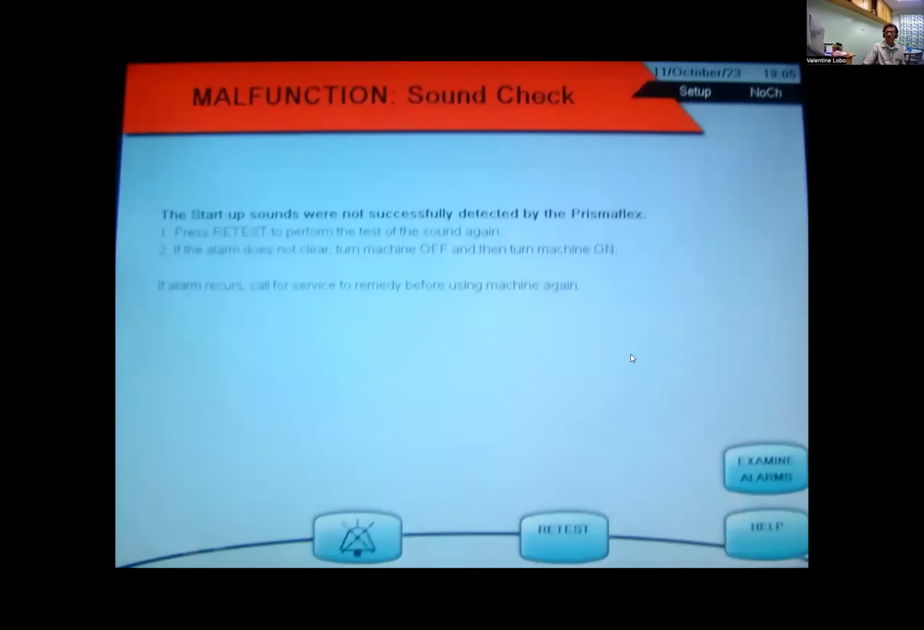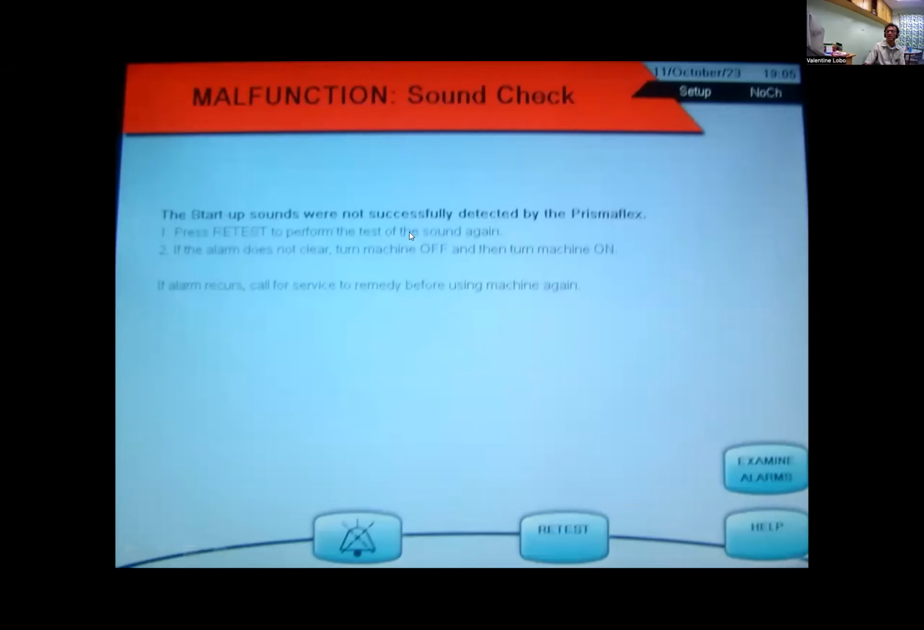This is the sound check. Most RRT machines have what is called a fail-safe system. So at the start of a treatment and every 24 hours, the machine will produce a beep which it has to detect itself to know that its audible alarm system is working.